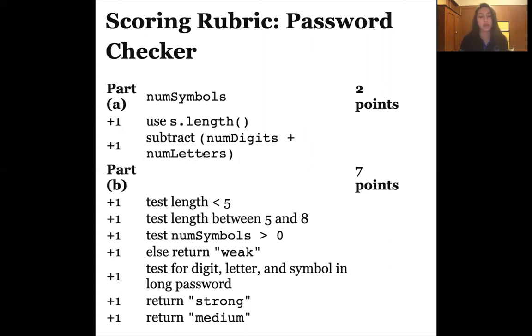Then we need to subtract off num digits and num letters. Now in this case, they surrounded it with parentheses, so we could have subtracted off this whole block, or you could subtract off each one individually, which we did, which also works, so that's a check mark.